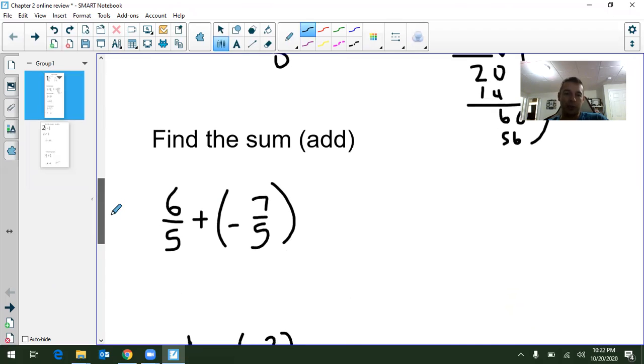Now we are going to find the sum. So the first thing when finding the sum of fractions is we're going to get common denominators. And since this one already has common denominators, they both have 5s on the bottom, we are just going to add straight across. But this is a -7. So if we have 6 plus a -7, which is 6 minus 7, that's going to give us a -1. So these are both over 5. So our answer is -1/5.